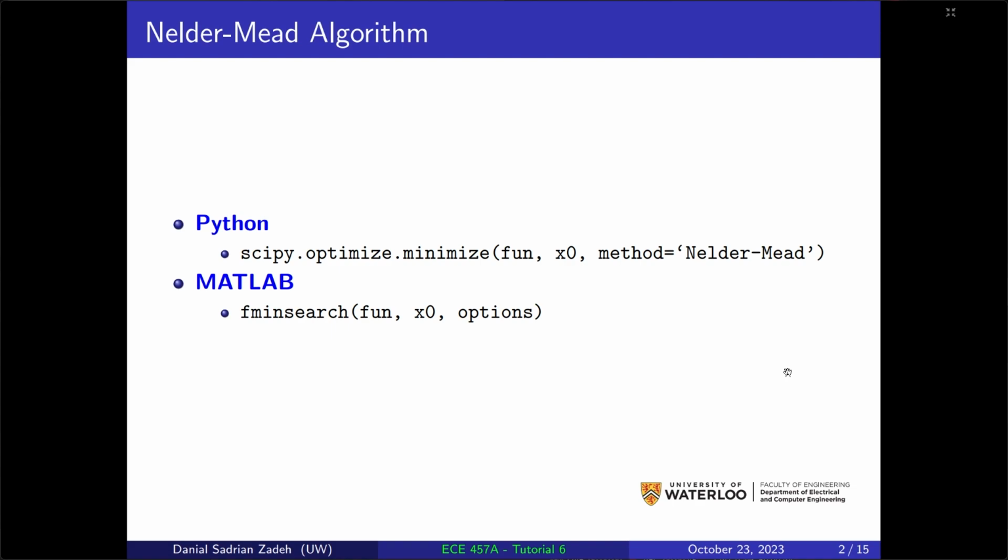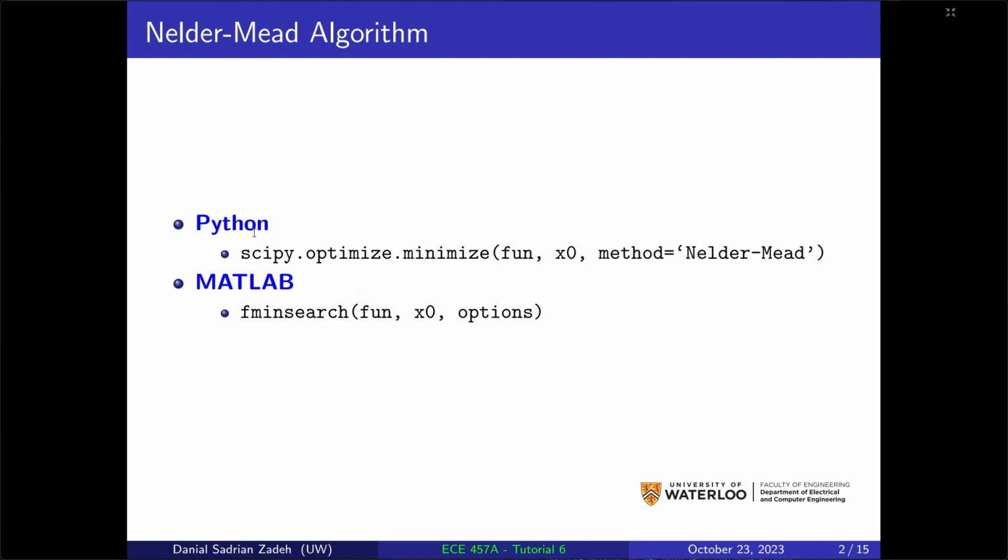So here I'm showing you two lines of code, one for Python, the other one for Matlab. They both implement the Nelder-Mead algorithm for a function. The objective function that is to be minimized is a scalar function. The result of that function is scalar, so the function can have multiple variables inside of it.